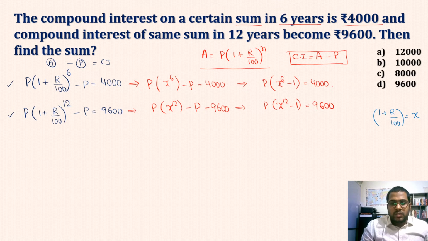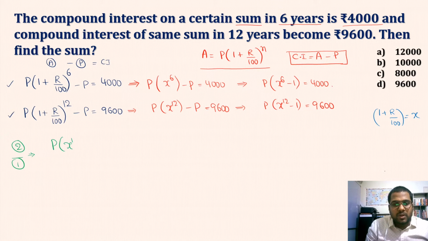I have two variables, P and X, and P is multiplied, so I will divide the second equation by the first equation. P into (X power 12 minus 1) equal to 9600, divided by P into (X power 6 minus 1) equal to 4000. Divide them, and P and P get cancelled, giving (X power 12 minus 1) by (X power 6 minus 1).